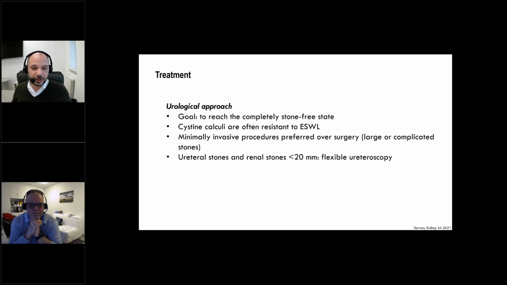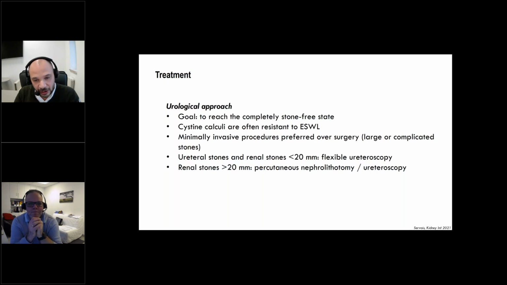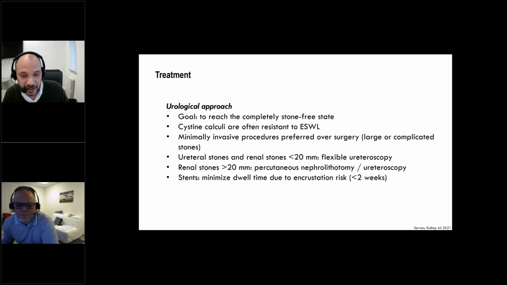In particular, flexible ureteroscopy should be used for ureteral stones and for renal stones smaller than 20 millimeters. For renal stones greater than 20 millimeters, percutaneous nephrolithotomy can be performed. However, ureteroscopy should be an option as well, in order to limit as much as possible insult to the renal parenchyma. Finally, if there is indication to place a stent in these patients, the dwell time should be minimized, and ideally the stent should be removed or replaced within 2 weeks, because the risk of incrustation of the stent is particularly high.